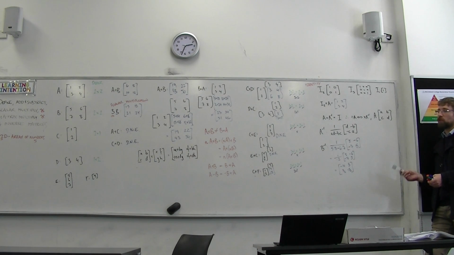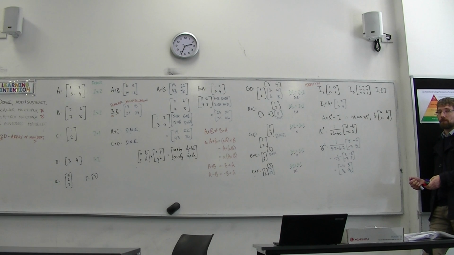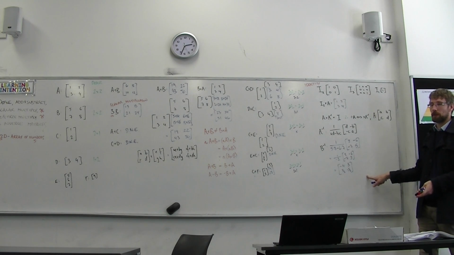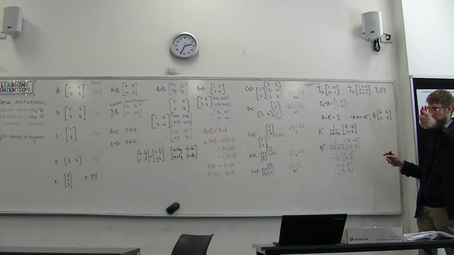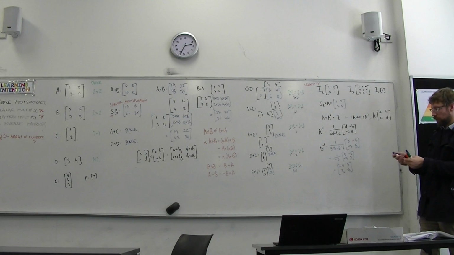So, how could we check? Multiply this by the original, or the original by this. Why? Because it will equal the identity. They should equal the identity matrix, right? Okay, so if it works, let's try that.